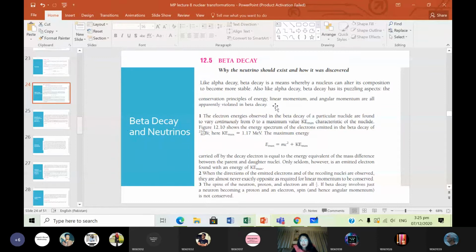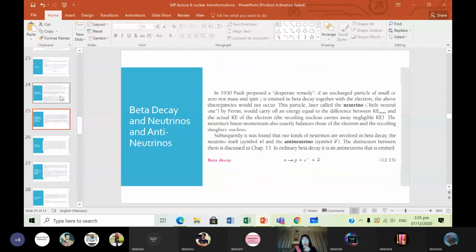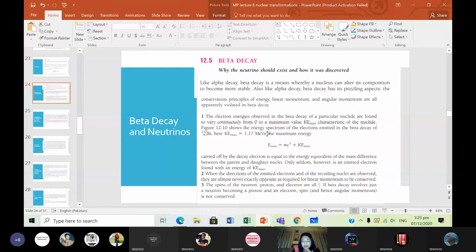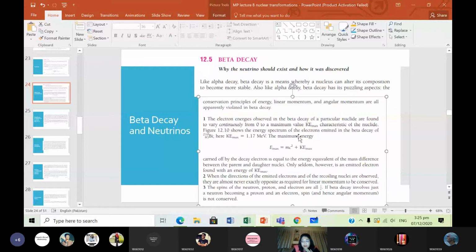So before we go into what neutrinos are, we've already discussed a little bit about neutrinos in the previous course, but I will mention it here. There are some important things, some 1, 2, 3 points that we have to note down over here. Electron energies observed in beta decay are found to vary continuously from 0 to a maximum value K_e.